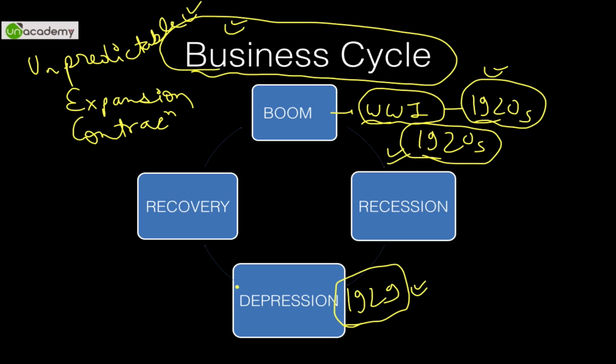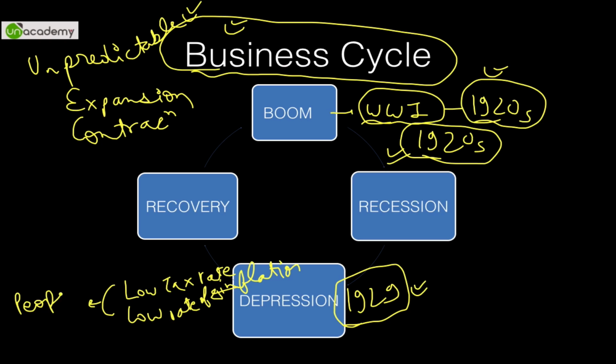See, what happens in depression is it's an extreme form of recession, and it is not based on quarters, it is usually based on years. It lasts for a very long time. So in the US case it lasted anywhere between 5 to 10 years. So what happens in depression, there is low tax rate, there usually is low rate of inflation, but it might also happen that the inflation is at a hyper level, but still people don't want to spend. People do not spend because they do not have jobs. There is huge mass scale unemployment, there is lack of wages, so people do not spend.